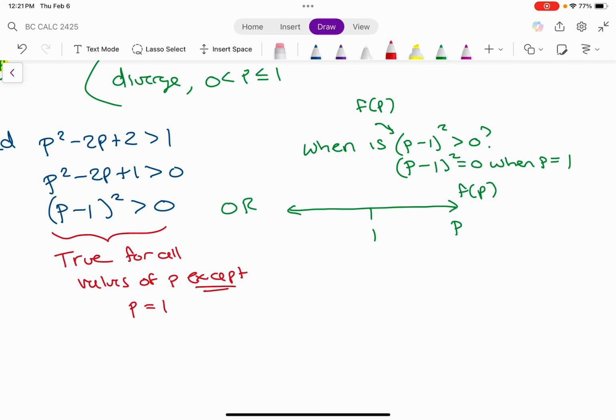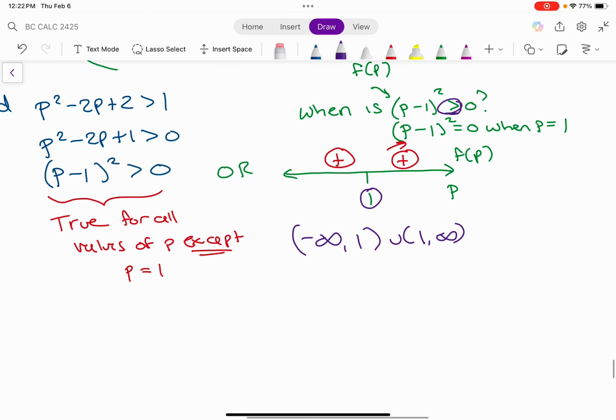Okay, and so now what you do is you take your expression f of p here and just start plugging in numbers on either side of 1. So for example, when I plug in 2, I get 2 minus 1 squared, which is positive. And if I plug in negative 1, you get negative 2 squared, which is positive. And so we see everywhere except here, this inequality is true, right? It's positive everywhere. So if you think of it that way, then that's how you get that inequality.